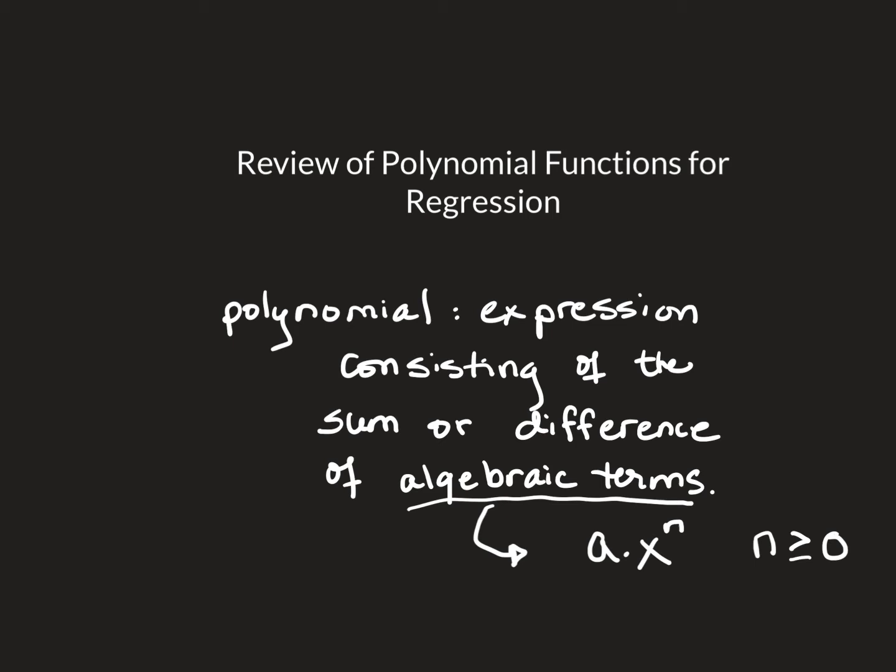First thing we need to do is just review what a polynomial is for yourself. A polynomial is an expression consisting of the sum or differences of algebraic terms. And when we say algebraic terms, we're talking about a monomial, which is just one term, that is of the form a times x to the n, where n can be any number from 0 to a lot.